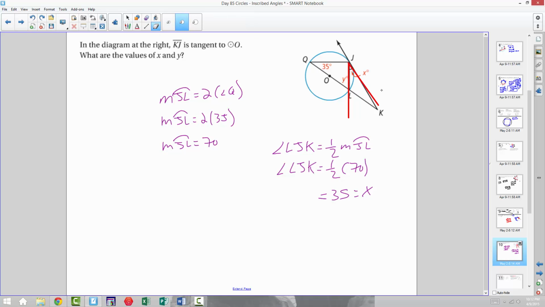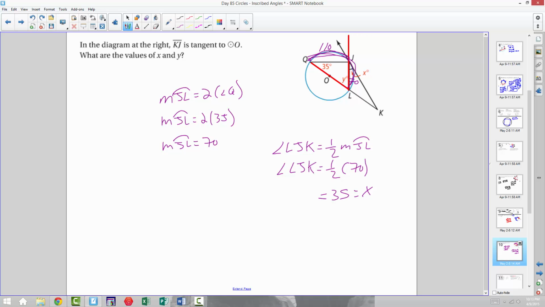Now let's solve for y. Well, if I'm going to solve for y, y is forming intercepted arc QJ. Well, if I know that this is 70, I know the QJ arc is 110 because I know from Q to L is a semicircle. So Q to L is a semicircle. I know J to L is 70, therefore J to Q is 110 because 110 and 70 is 180.